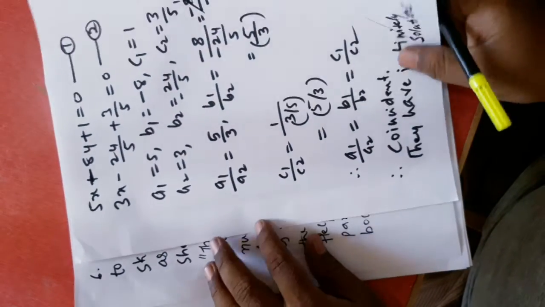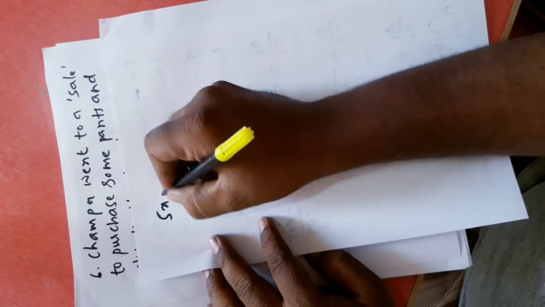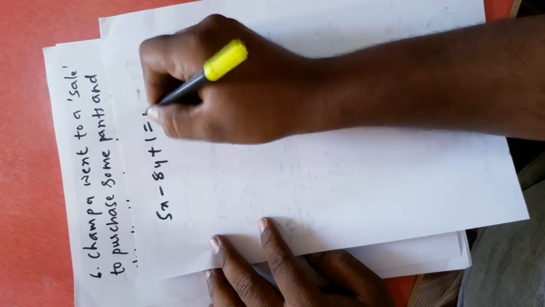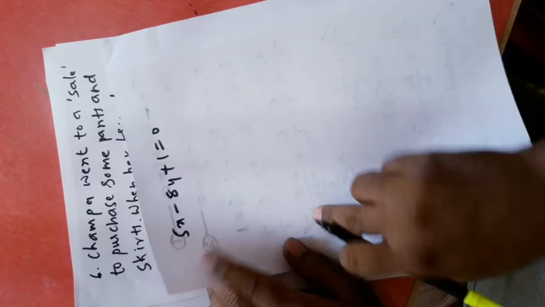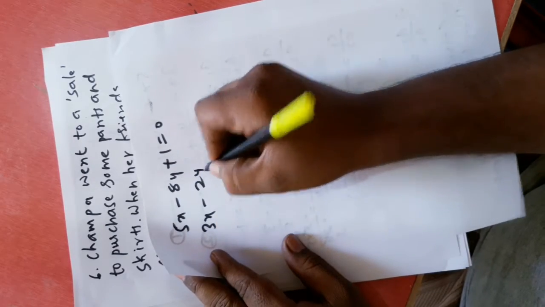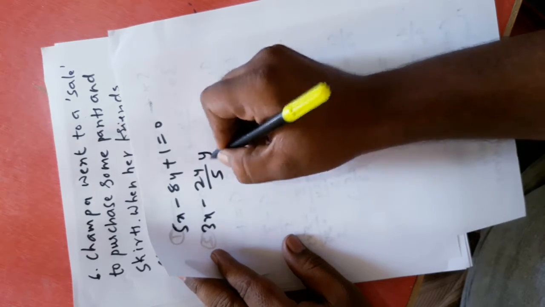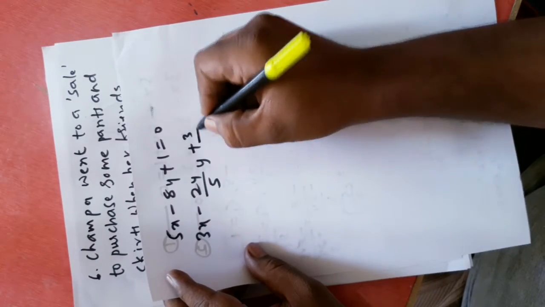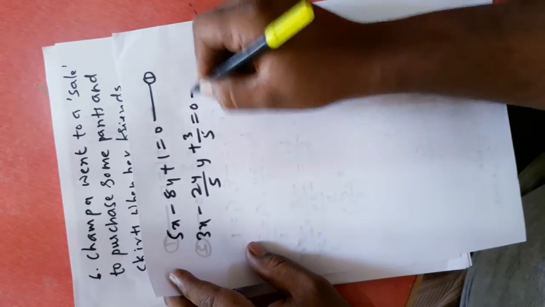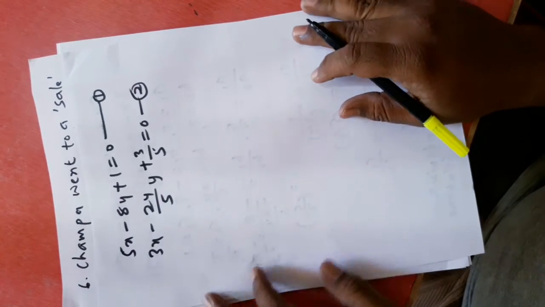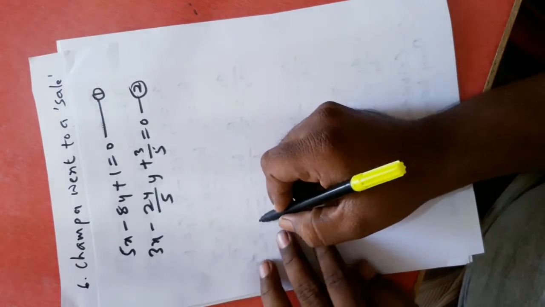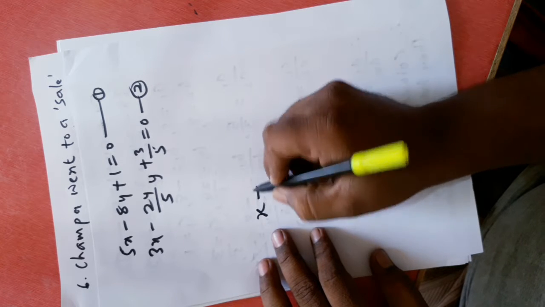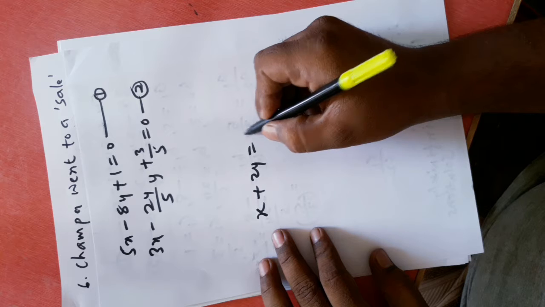You can also see, for example, if the lines are like this: 5x minus 8y plus 1 is equal to 0, 3x minus 24 by 5 y plus 3 by 5 is equal to 0. This is one equation. How will the coincident lines be? Suppose the lines are like this, one line I will write as x plus 2y is equal to 18.